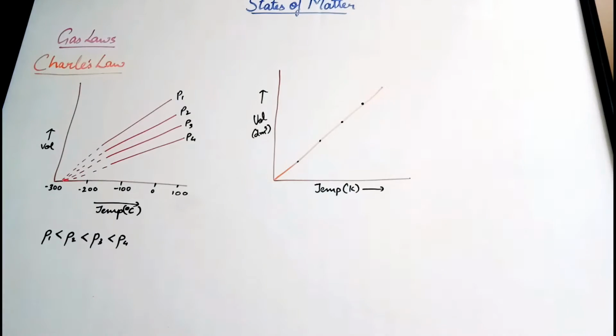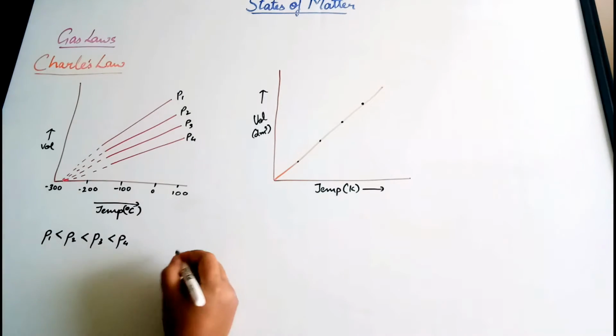We are continuing with Charles' law. In this video, we are going to be talking about the graphical representation of Charles' law. So we know the equation is Vt.